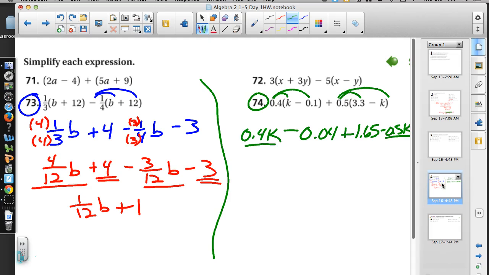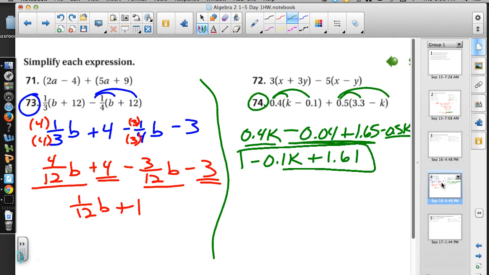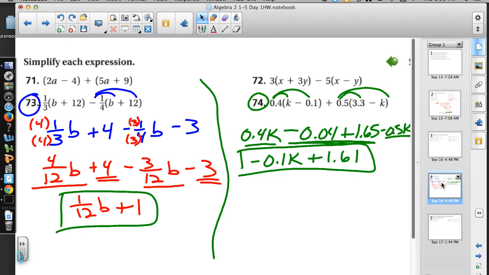Now let's put our like terms together. If you had 40 cents k and you subtract 50 cents k, you're going to have a -10 cents k. Oops, I put my decimal in the wrong spot there. -10 cents k. And then we need to put those two like terms together because they're both constants. So -0.04 plus 1.65 is 1.61. And there is our answer in simplified form. So with those, we weren't solving. What we were doing is combining like terms, but we had to distribute first before we could do that.